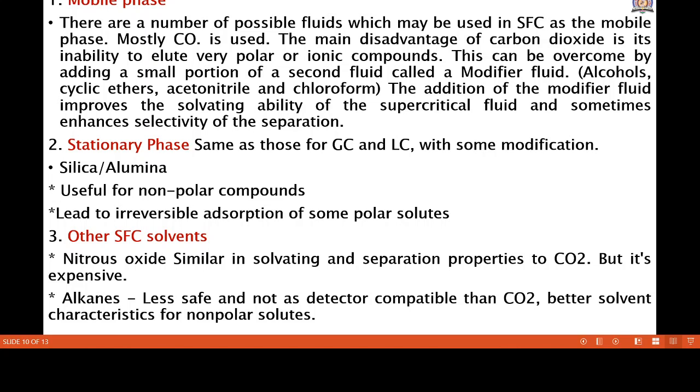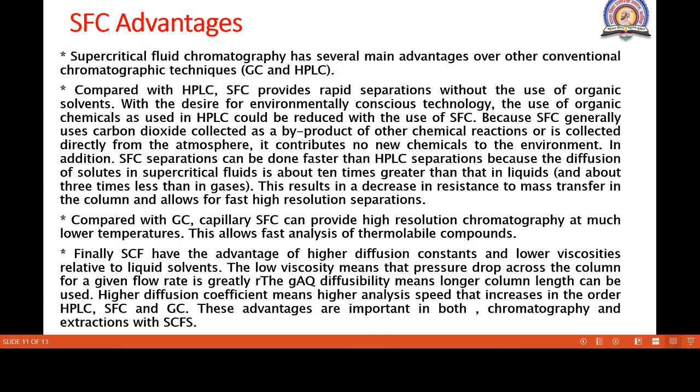This can lead to the reversible adsorption of some polar solutes. Another SFC solvent is nitrous oxide, similar in solvating and separation properties to CO2, but it is expensive. Alkanes are less safe and have less detector compatibility than CO2, but they are better solvents for non-polar solutes. So this is the instrumentation part.